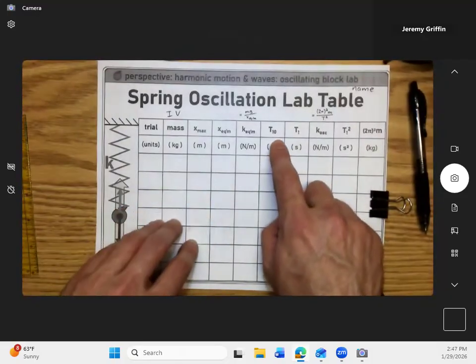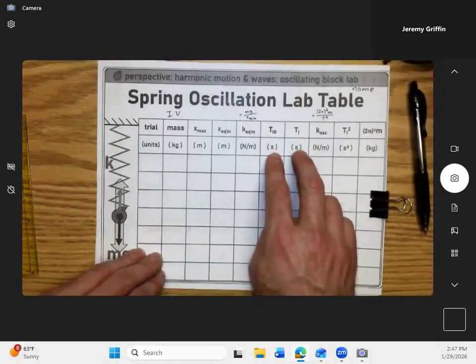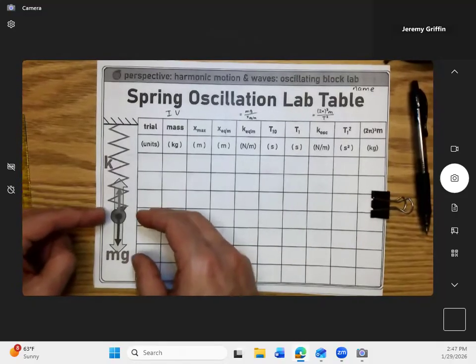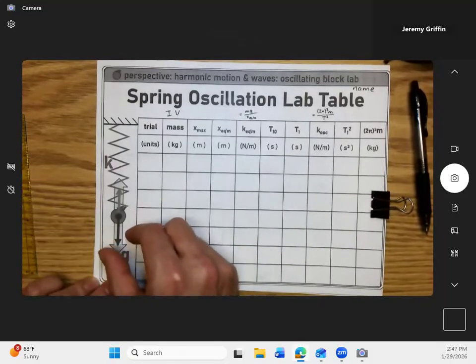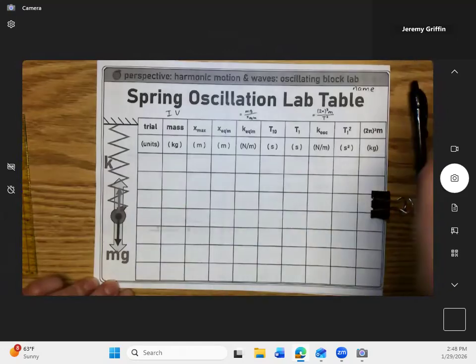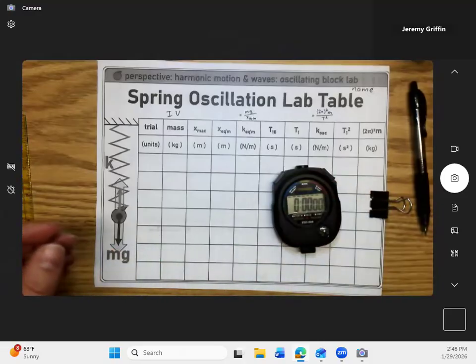Next column here. What's this about T10 and T1? What do you guys think those stand for? Yeah, oscillation time. So what if this is just hanging here at rest, and then you pull it and you let it go, and it starts oscillating. You guys have some stopwatches. Can you measure how much time it takes? And what do you think would be a loose spring compared to a stiff spring?